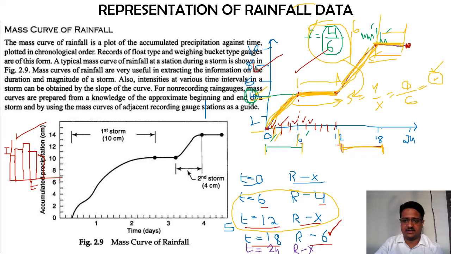So with this small explanation of the rainfall mass curve, we can go ahead with the further topics where we are going to utilize this mass curve for the practical applications of hydrology.